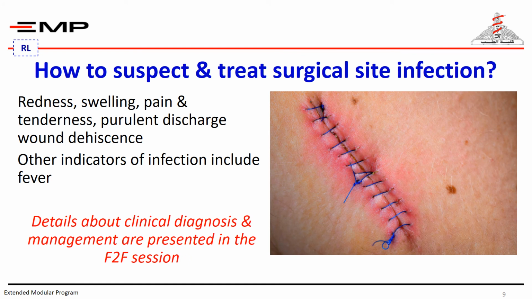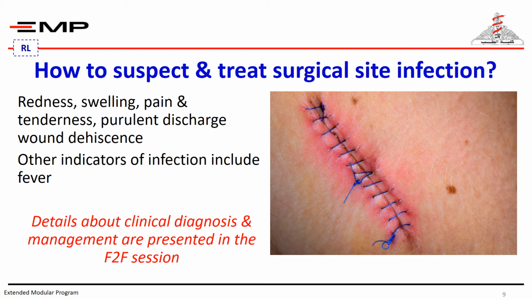The question now is how to suspect, then how to treat surgical site infection. Redness, swelling, pain and tenderness, purulent discharge from the wound, or wound dehiscence. All of them are indicators of surgical site wound infection. Other indications of infection include fever.